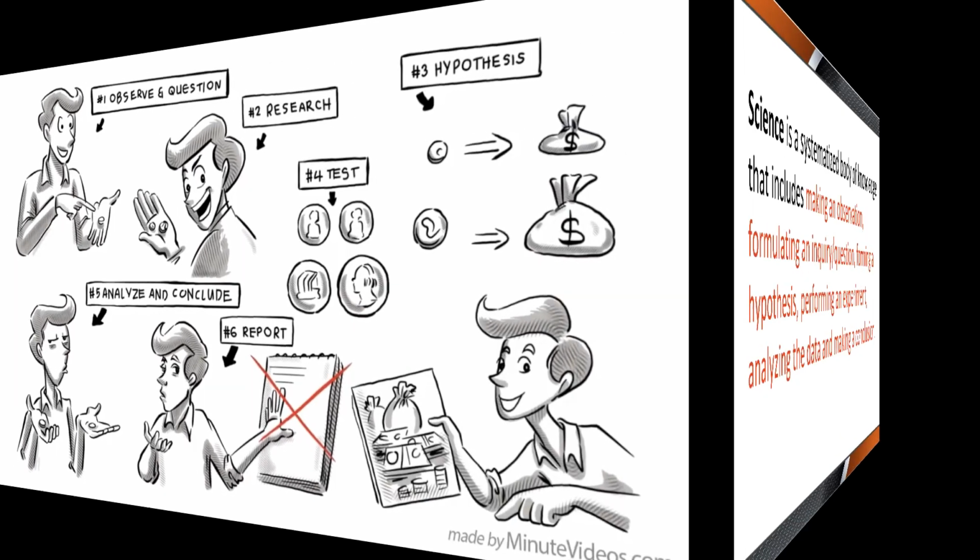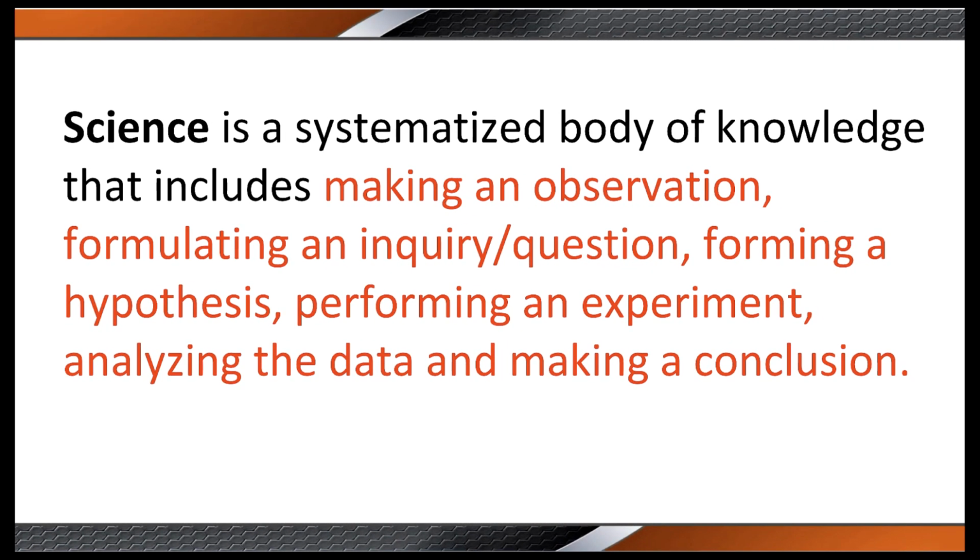So hopefully that was a little bit of a review and maybe a few new pieces of information that you may not have known about before. All right, so what exactly is science? Science is the systematic body of knowledge that includes you making observations. There's that term that we went over last time. Okay, using those five senses, formulating an inquiry or question.